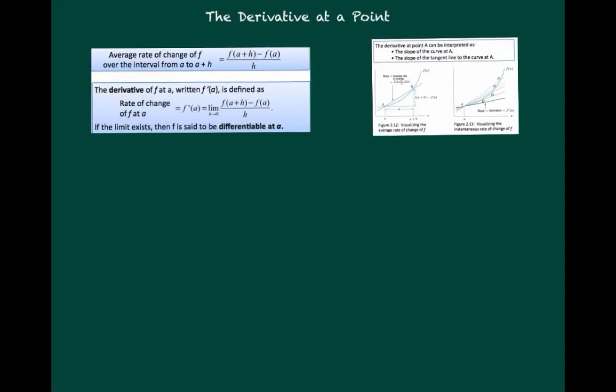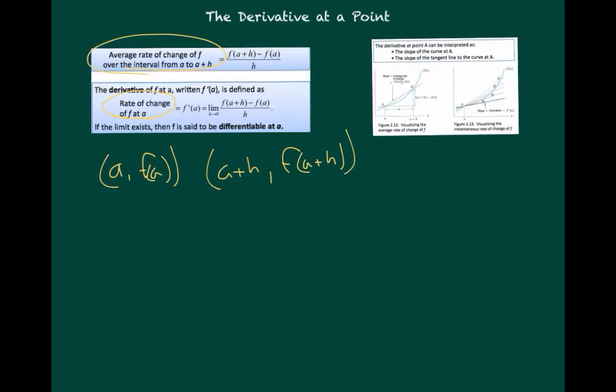Let's pick up in this video where we left off at the end of chapter 2.1, and that is this progression of the average rate of change of a function to the instantaneous rate of change, or what they're going to call the derivative. So the first calculation up here is the average rate of change. It's going from one point, a, f of a, to a second point, a plus h, f of a plus h. And you can see that this calculation is really just the slope.